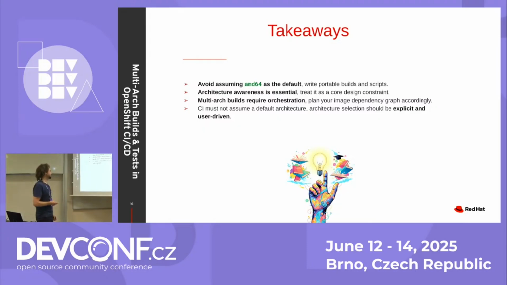To finalize, some of the takeaways: do not assume that AMD is the architecture. For many years we were running things in AMD, so try to write your scripts and Dockerfiles to be as portable as possible, and be aware of the architecture that you want to present. And of course, if you want to do a multi-arch build, you will need to orchestrate the whole thing, right?